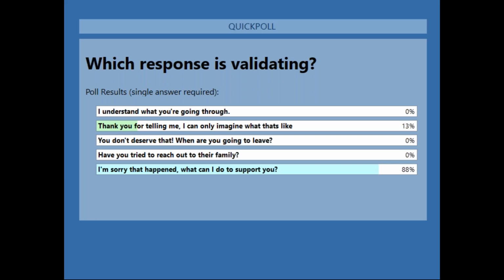And the third one: you don't deserve that. When are you going to leave? I'm glad no one selected that one. That would definitely be some victim blaming there, right? And in this fourth one, have you tried to reach out to their family? It's kind of minimizing. It's like, okay, you just said all this stuff to me, but have you done this, right? It kind of invalidates everything that they just previously told you.